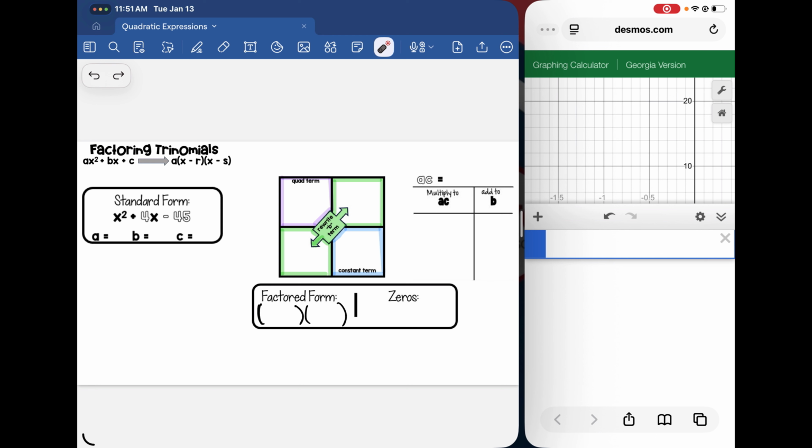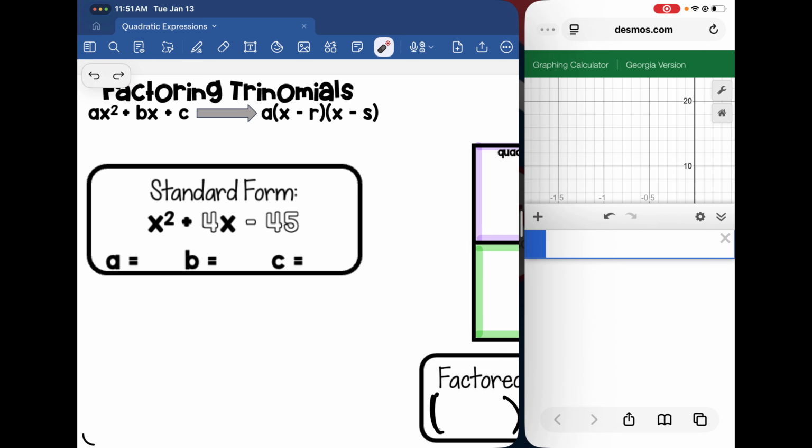All right, so notice I have a trinomial, x squared plus 4x minus 45. This box has 4 terms, but I do not have 4 terms right here. I only have 3. So the first thing we need to do is identify our a, b, and c value. And I get that from my standard form, where a is the value in front of x squared, b is the value in front of x, and c is my constant. So I have my quadratic term, my linear term, and my constant. So for x squared plus 4x minus 45, what would be the coefficient or the a value for my quadratic term?